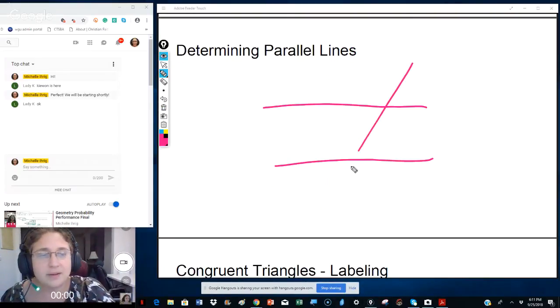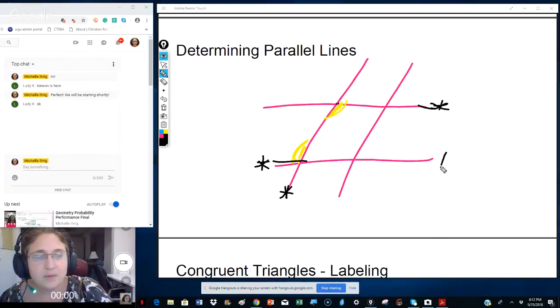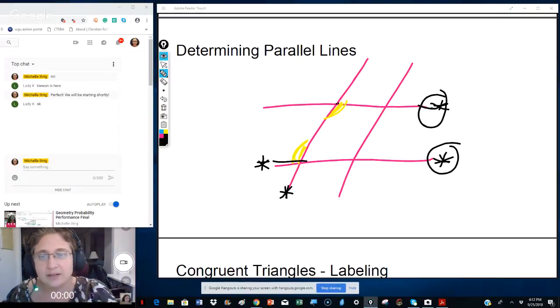Let's look at another example. If they give you this angle here and this angle here, well, what sides? This angle touches this side right here. It touches this line right here. And this one touches this line right here. So because of that, I know those two lines have to be parallel.